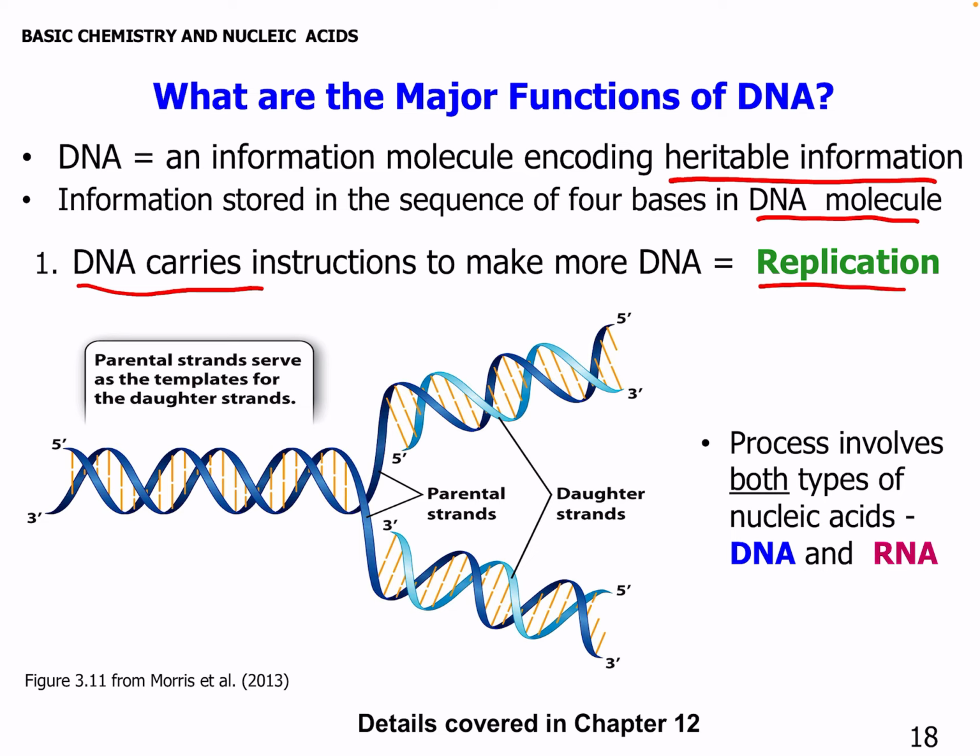The parental strands from our parents act as templates for the daughter strands. So these 2 strands from the parental DNA are acting as the template strands for the daughter strands. These daughter strands are being matched based on that base pairing, so they're being recreated. So if the parent strand has a T, it will be an A. If it's a C, it would be a G on the daughter strands. And this process involves both types of nucleic acids, DNA and RNA, but we'll get into more detail later.